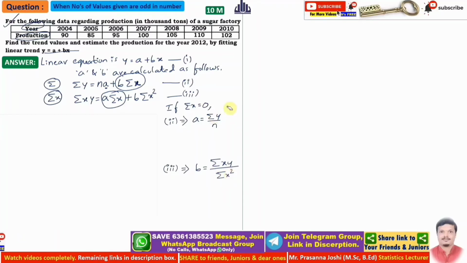So we can get a and b values easily after calculating summation of y, summation of xy and summation of x square. And after that, if we substitute these calculated a and b values in the linear trend equation, I mean equation 1, whatever we have taken as the linear equation, we can get the fitted linear trend equation.